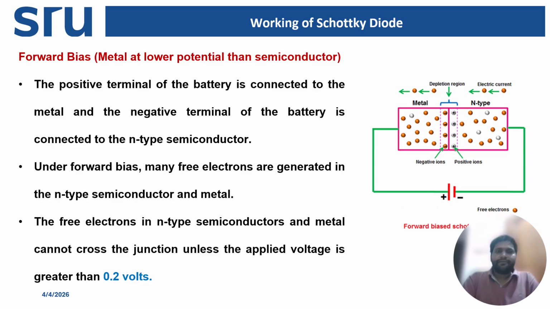Since only electrons are involved in the conduction and there are no holes participating, the current flows very quickly. This is why the Schottky diode is called a majority carrier diode. Why is the forward voltage drop low?